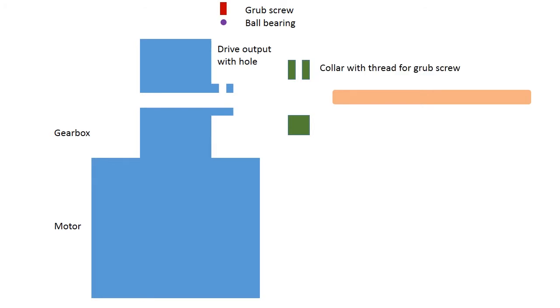Hi everybody, I thought I'd put together a small animation to show how you connect the drive output to the shaft. So let's first of all have a look at the parts. We've got the motor, the gearbox, the drive output with the hole that currently the grub screw is in, the grub screw, the ball bearing, the famous ball bearing, the collar with thread for the grub screw, and the drive shaft itself. I'll take the text away because it kind of confuses things.